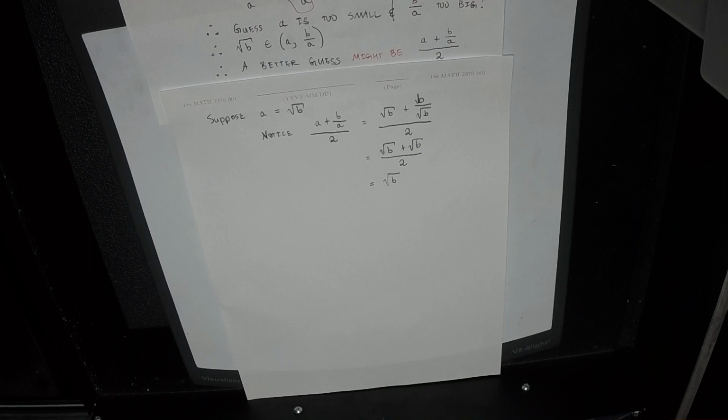So for example, we know that the square root of 16 is 4. Suppose that we don't know that for a moment, and our guess is 4. Then 4 plus 16 over 4 is 8, and then divide by 2 is 4. So this formula maintains, if the answer was correct, it doesn't move away.